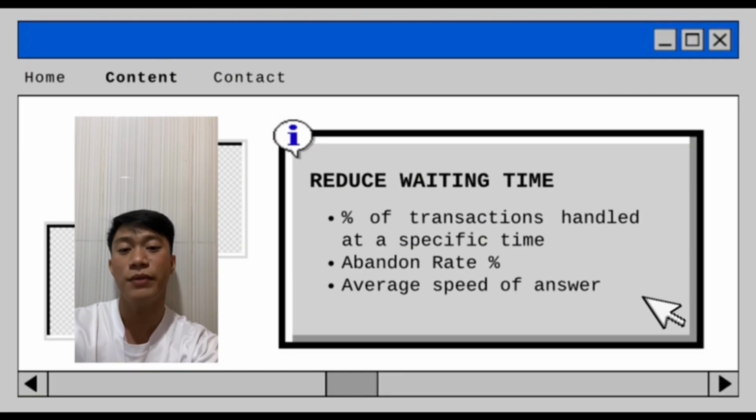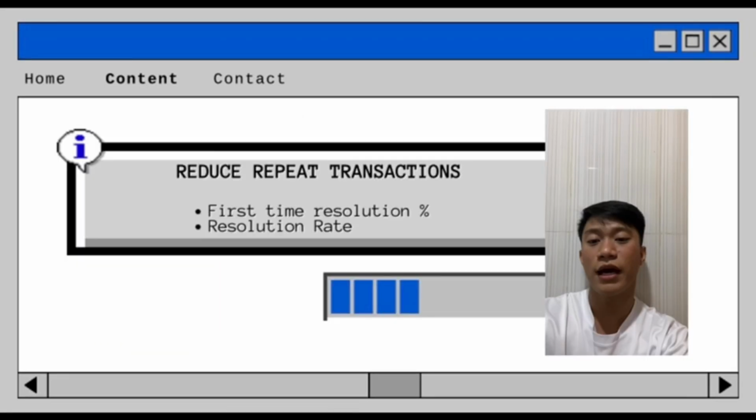This aims to minimize how long customers wait by increasing the percentage of transactions handled on time, reducing abandon rates, and improving the speed of answering. Third, we have reduce repeat transactions. This means resolving customer issues correctly the first time to avoid repeat contacts. It focuses on raising first-time resolution rates and overall resolution accuracy.